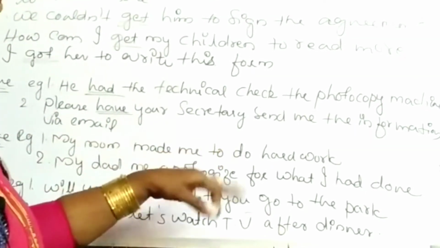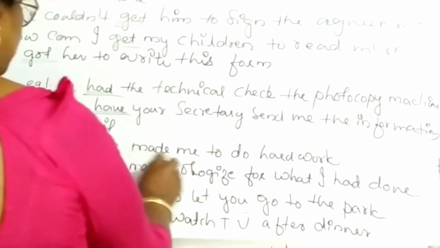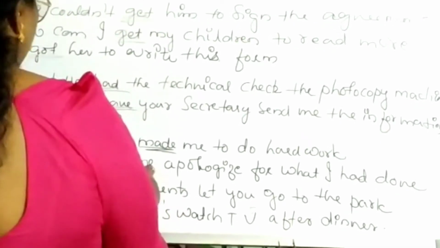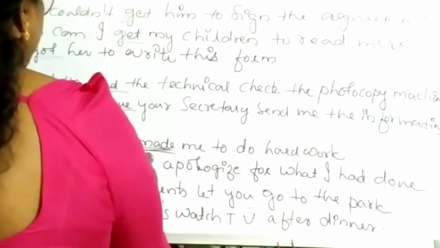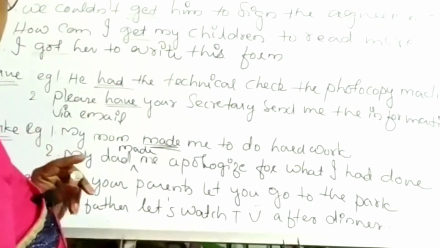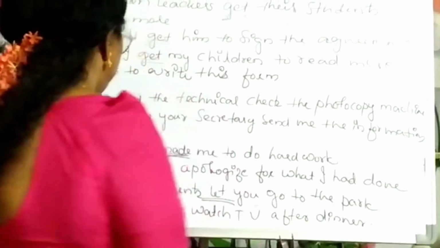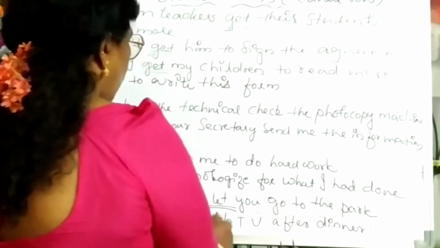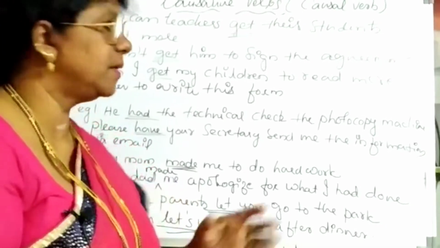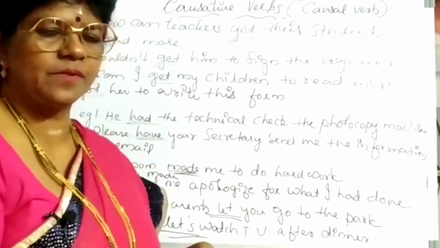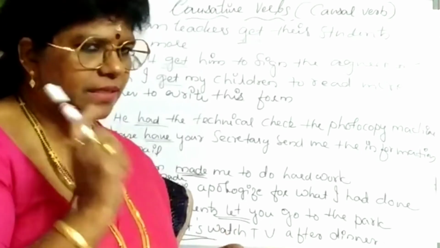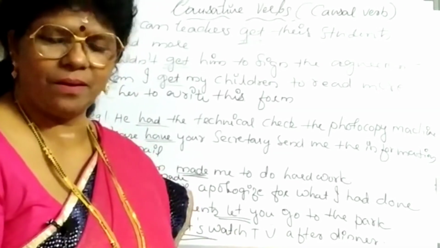Make. My mom made me do hard work. My dad made me apologize. My dad made me apologize for what I had done. Let. Will your parents let you go to the park? My father lets me watch TV after dinner. These are all examples for that. I hope you understand all these causative verbs and the rules. Watch the video many times so that it automatically sticks in your mind.